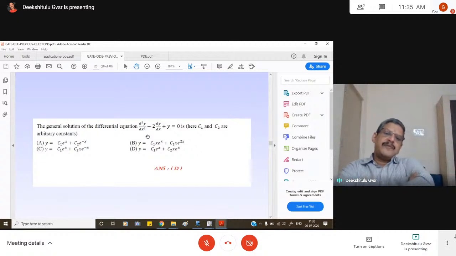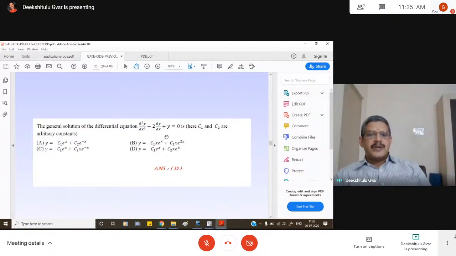The general solution of the differential equation. So get the complementary function for this and then evaluate C1, C2. You get C1, C2 as arbitrary constants. Get the auxiliary equation, find the roots of the auxiliary equation, substitute, and then write the complementary function.